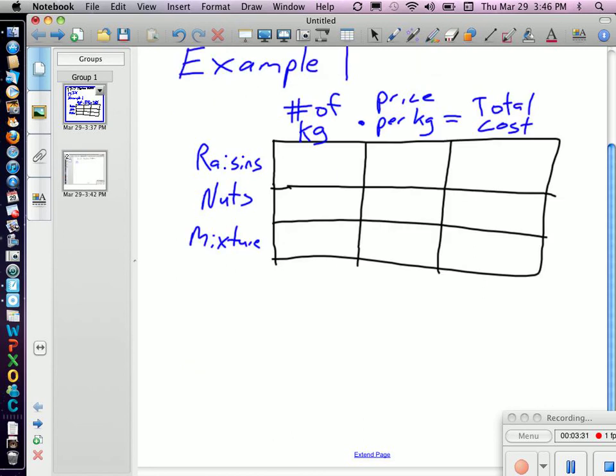So now we have some variables we need to put in. It does not tell us how many kilograms of raisins and nuts we have. In fact, that's what we're trying to find out. So we need to make one of them a variable.